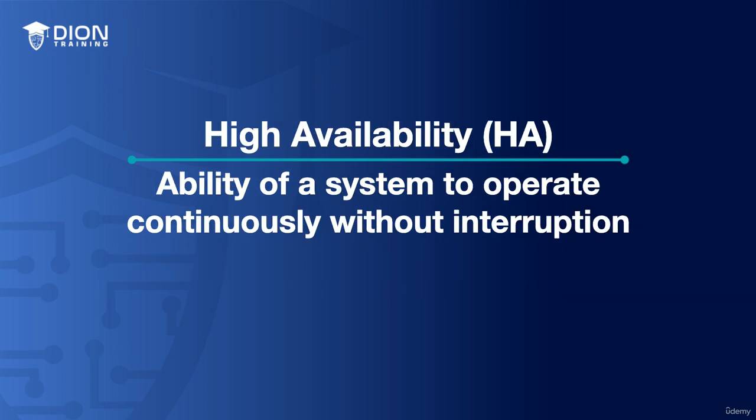Next, we have high availability. Now, high availability, also written as HA, is a critical aspect of cloud computing, and it refers to the ability of a system to operate continuously without interruption. High availability is going to refer to our ability of a system to remain operational and accessible to all of our users with minimal downtime, and it's considered a measure of the system's overall reliability.